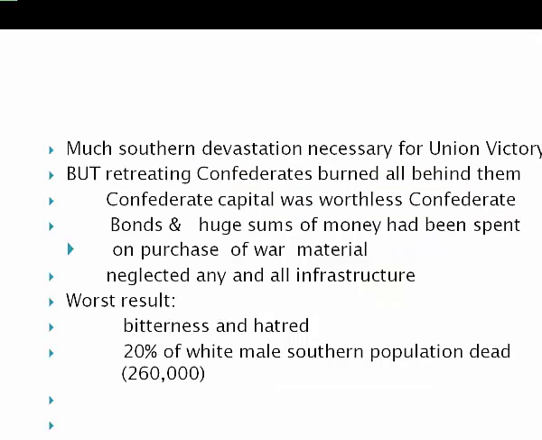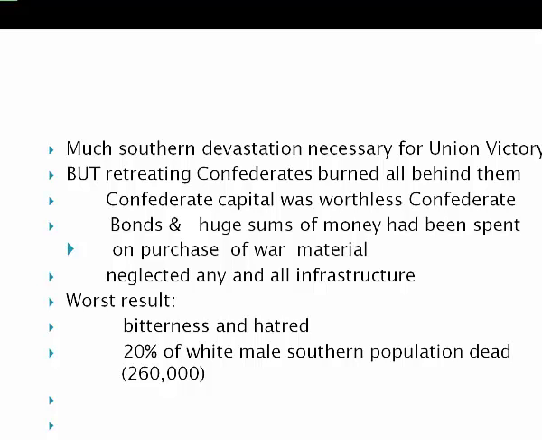Now, Richmond is in shambles, the beautiful city of Richmond. But it wasn't destroyed because of the advancing Union troops. It was destroyed because of the retreating Confederate troops. Although devastation had been necessary for a Union victory, it was the retreating Confederates that had burned everything behind them.